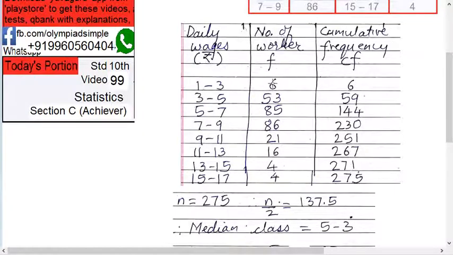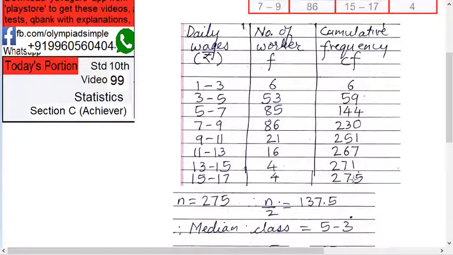Cumulative means what? Total of all these. That is basically cumulative. See here 59. For second row it is 6 plus 53, 59. For third row it is 85 plus 53 plus 6, 144. Or you can do it this way, 59 plus 85, then also 144 plus 86, 230. It's one and the same.